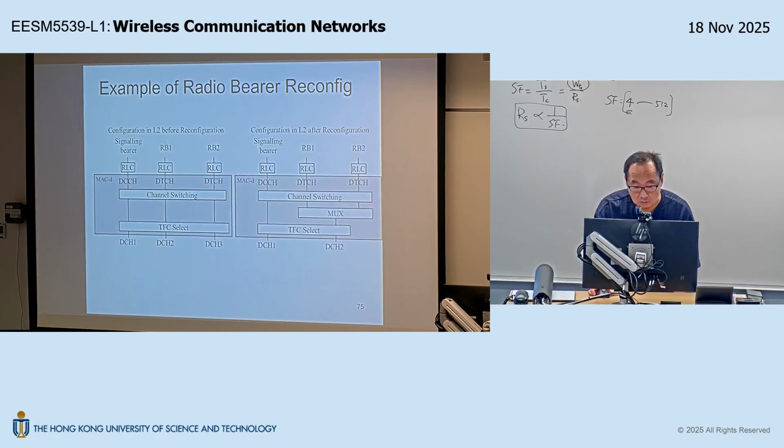So now, before the change of traffic demand, the data plane RB1, RB2, and the signaling bearer are all supported by dedicated transport channels, DCH1, DCH2, DCH3. So these three logical channels in this level are supported by three dedicated transport channels. So it's a heavy engagement. This is like in the supermarket analogy, you have three checkout counters for each of these virtual flows.